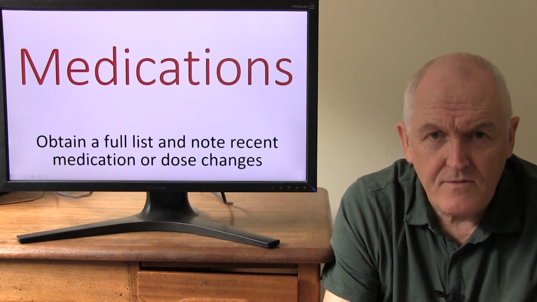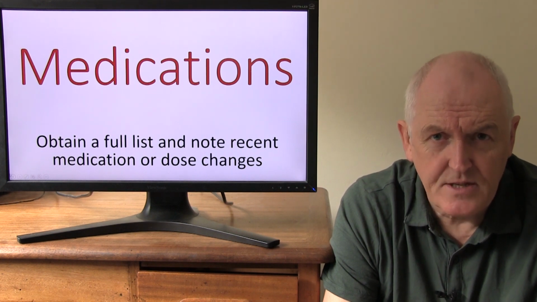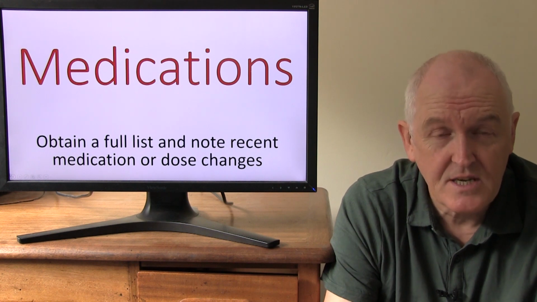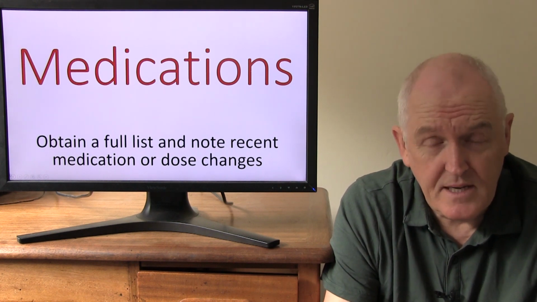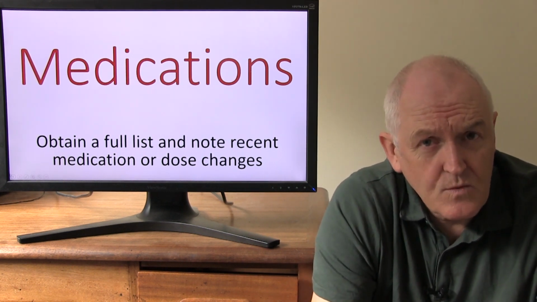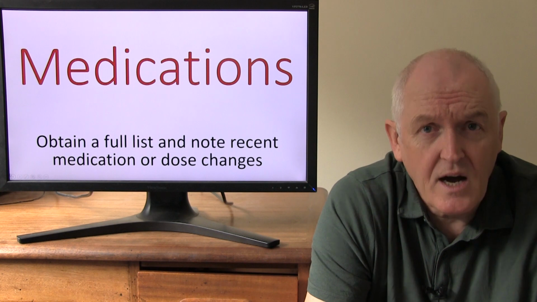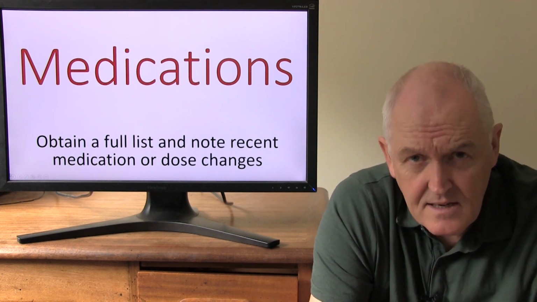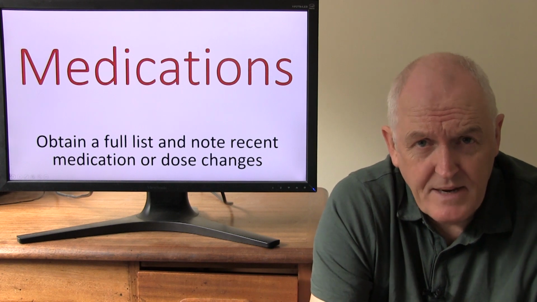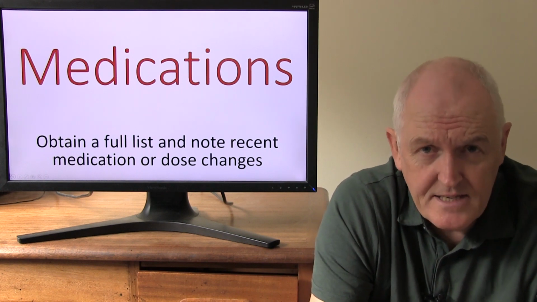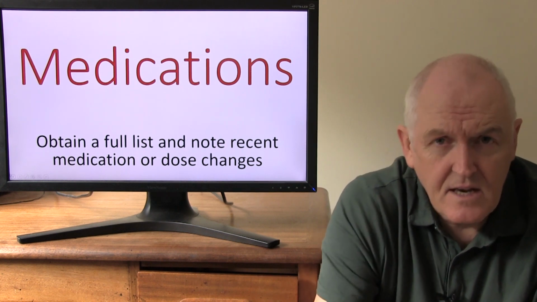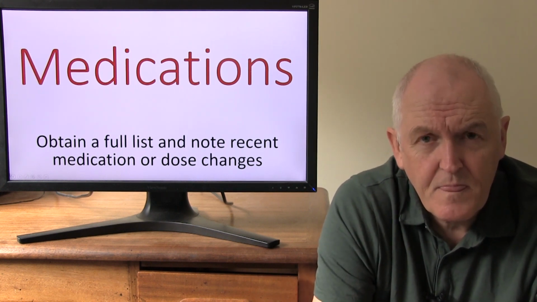medications. Of course, we need to know the medications that the patient is on. We need a full list of medications, and we need their doses of the medication. And the medications will also guide us as to what is wrong with the patient. It will also guide us as to their chronic conditions if they have any. So, for example, if they're on asthmatic medication, or if they're on diabetes medication or heart disease medication, that will indicate that that underlying condition is present.